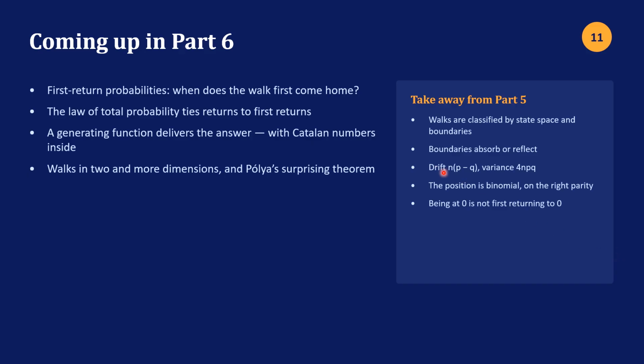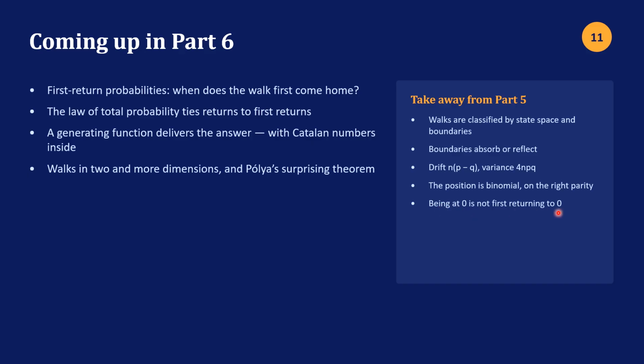Then we computed the expected value for the random walk, the infinite in both directions random walk. We called it drift, but the technical name is expected value. And that's n times p minus q. And then the variance is 4npq. We calculated that. Then just a few slides back, we calculated the probability in n steps of being in state x, and that was a binomial distribution.